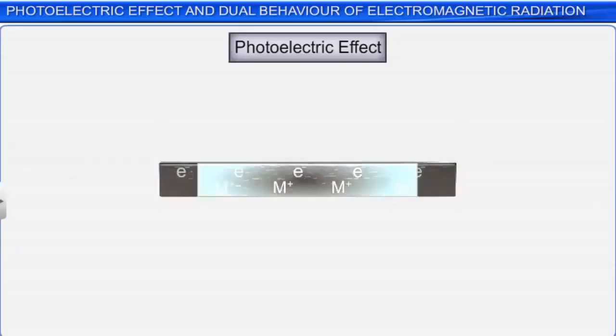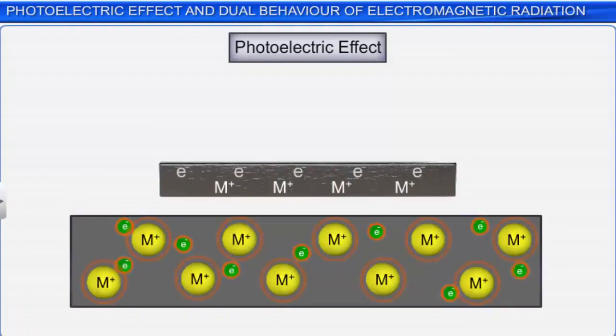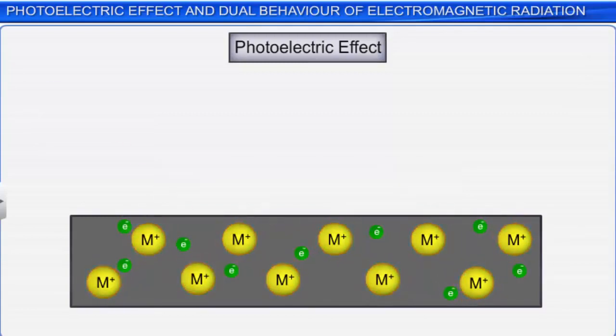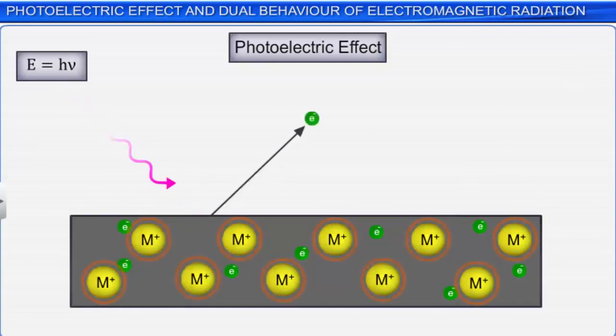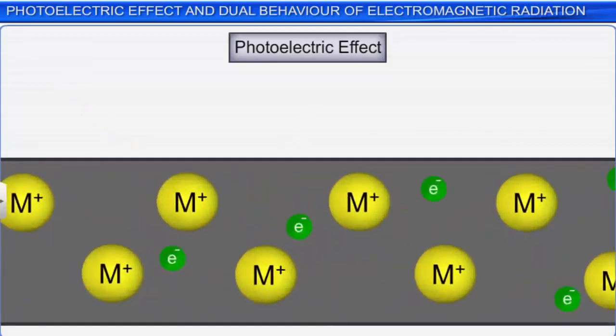According to Einstein, electrons in metals are held by attractive forces by the metal kernels, that is, the positive ions of the metal. To overcome these forces, the photons of incident light must possess a certain minimum energy, so as to release an electron from the metal surface. Thus, when a photon of sufficient energy strikes an electron in the atom of the metal, it transfers its energy instantaneously to the electron, and the electron is ejected without any time lag.